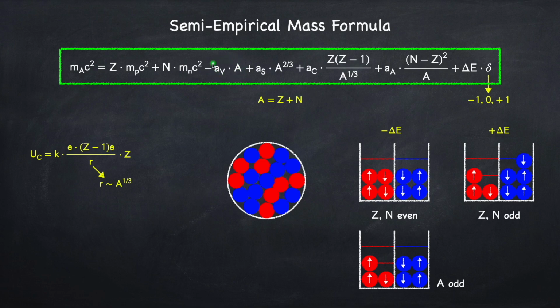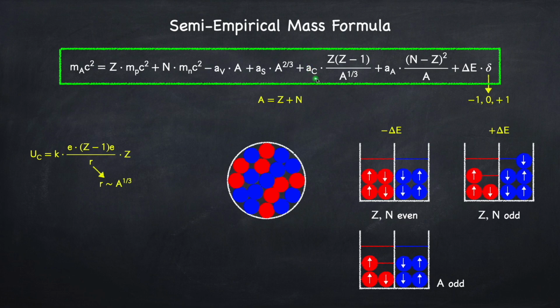This first term is called the volume term, and it's basically just saying every nucleon in here is bound by its neighbors, and since there are A nucleons, this volume term is going to be some number, A sub V, times A, the total number of nucleons. This term is called the surface term, and it's a correction to the volume term due to the fact that the surface nucleons don't have as many neighbors, so they're not going to be as tightly bound.